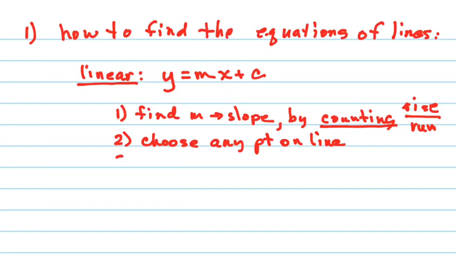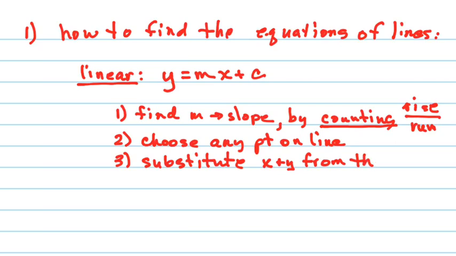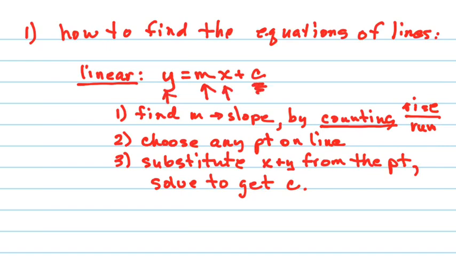Okay? Then substitute x and y from the point and solve to get c. Okay? Obviously, you would have already put in the m in there as well. Okay? So you put your x value there, your y value there, and solve it to find out what c is. Yeah? Remember that? Okay.